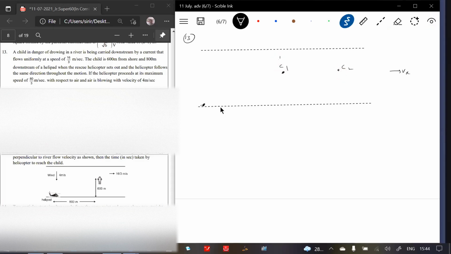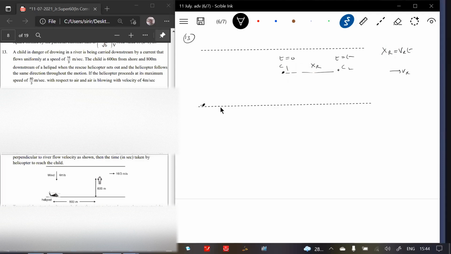At t equals 0, the child is here. After some time t, the child will be here. So can we calculate this distance carried by the river current? We'll call it XR. What is XR? XR should be equal to VR into T, the drift due to the river current. The river will push the child.